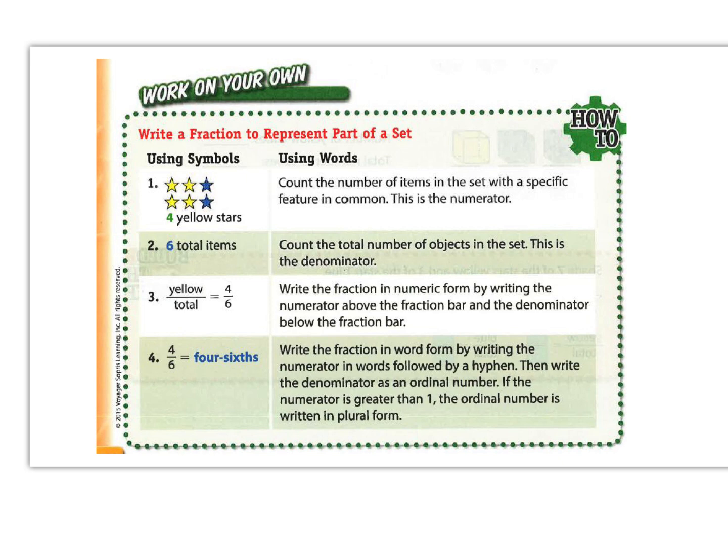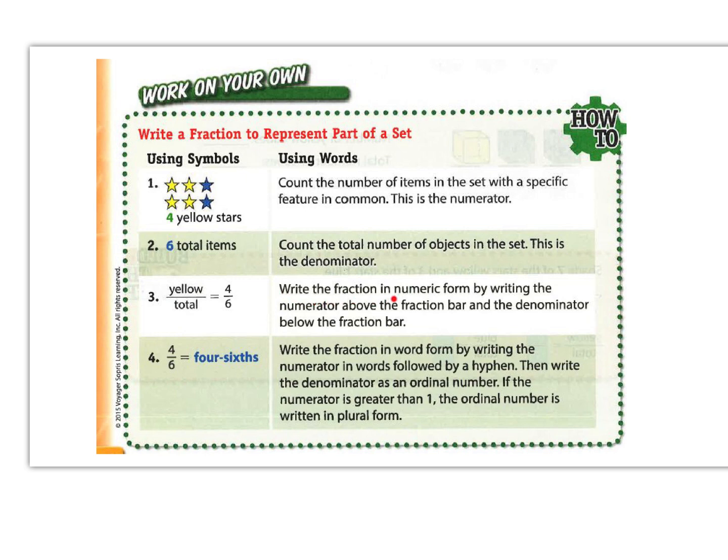All right, so if we say writing a fraction to represent a part of a set, it says using symbols. Here we have 4 yellow stars. It says count the number of items in the set with a specific feature in common. This is the numerator, so we can see that there are 4 yellow stars. Then it says count the total number of objects in the set. This is the denominator. So there are 6 total items. There are 6 total stars.